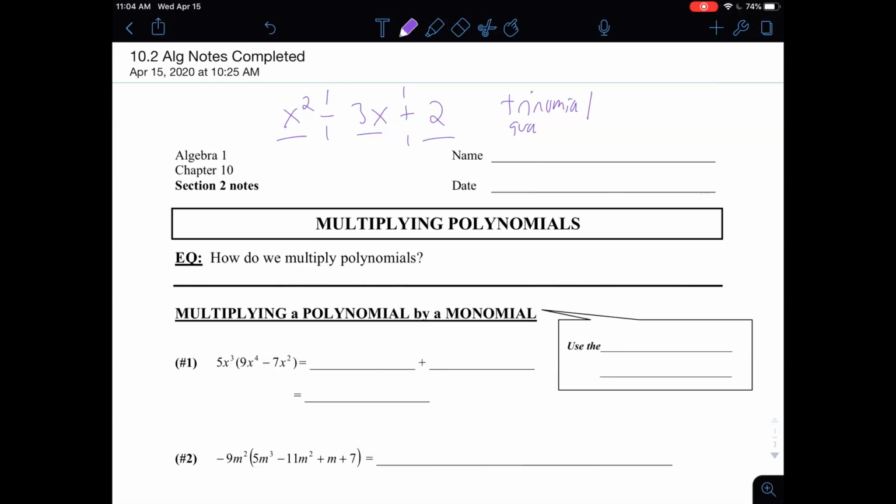It's a quadratic trinomial because it's second degree, okay? So we are multiplying polynomials today, which is going to be distribution on steroids. Let's go ahead and read the name of the lesson and the essential question. Name of the lesson: multiplying polynomials. Essential question: how do we multiply polynomials?